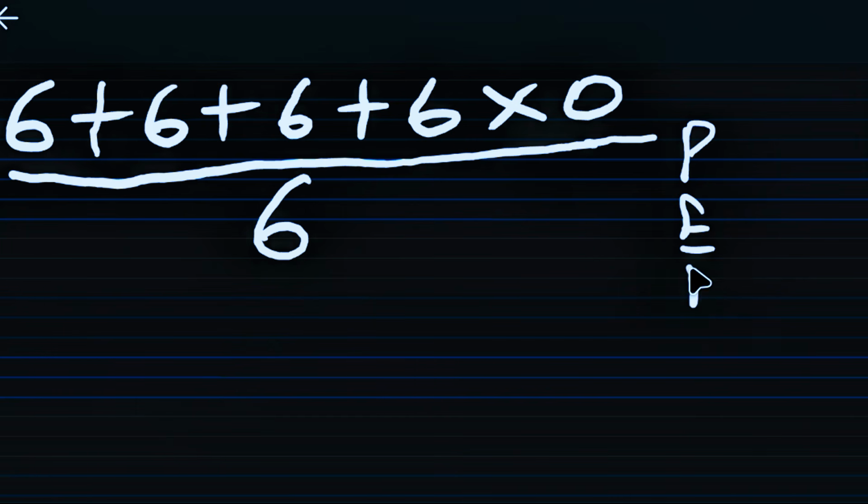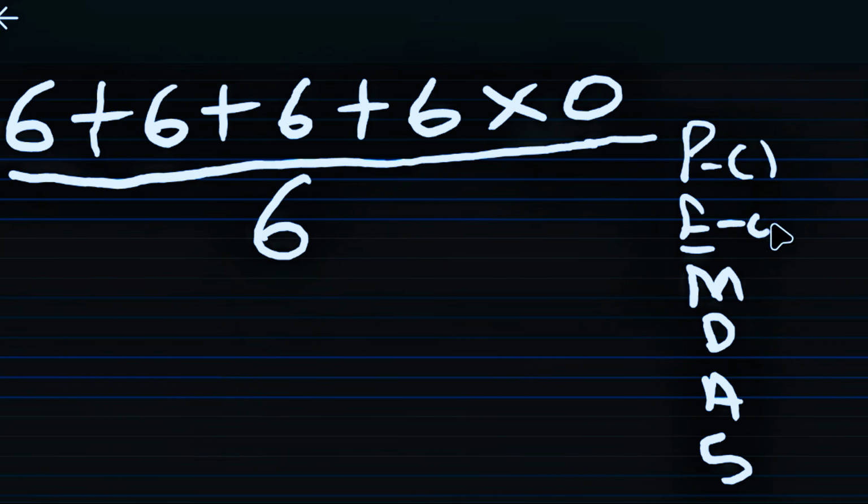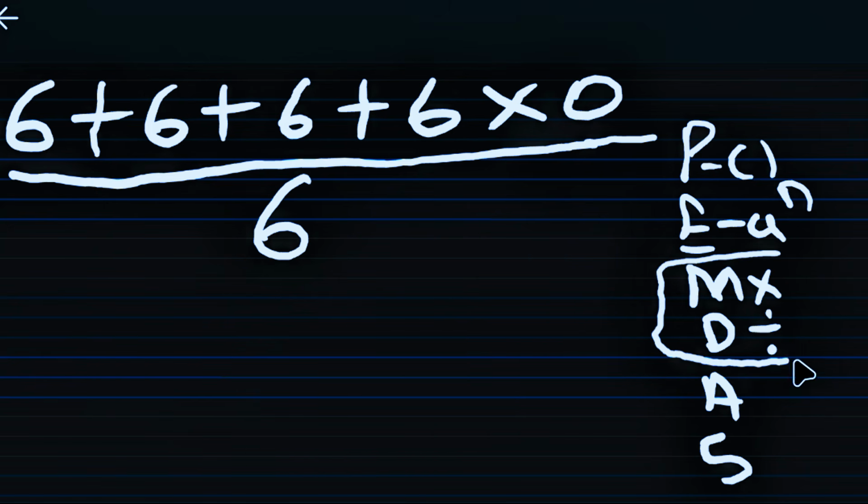So we have PEMDAS, where P is parentheses, E is exponent, M is multiplication, and D is division. Please note that multiplication and division are always of the same priority. That is to say, if you have multiplication and division in an expression, irrespective of their position, you have to solve from the left to the right. And this is addition and this is subtraction, and the same thing is applicable to addition and subtraction.